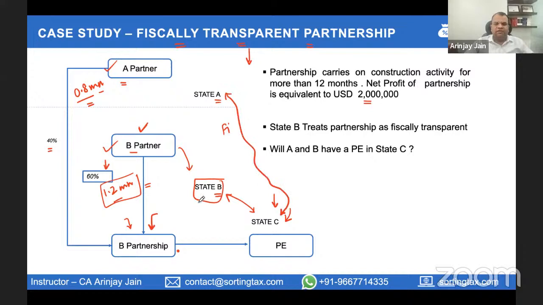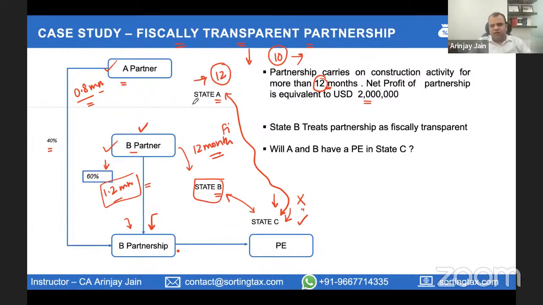Now, let's say the work continued for more than 12 months, and the treaty provides that if the work is done for more than 12 months, then the profits will be liable to tax in state C, and therefore C will have the right to tax these profits. But if for any reason the work was carried out only for 10 months, and the treaty between A and C said that unless 12 months are done, the profits will not be taxable in state C, then C will lose its right to tax, because the work has actually been done for 10 months, whereas the treaty provides for 12 months.